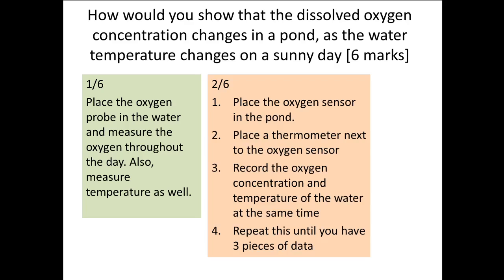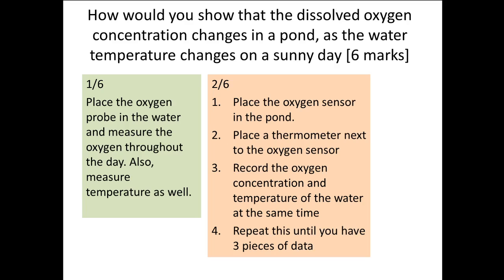They've done a proper numbered list, which is better. But they've put place the oxygen sensor in the pond. But where in the pond? Then: place a thermometer next to the oxygen sensor. That's good, so I know where I'm putting them both. They're going next to each other. Record the oxygen concentration and temperature of the water at the same time. That's good, I'm saying when I'm doing it. I'm doing it at the same time. Repeat this until you have 3 pieces of data.